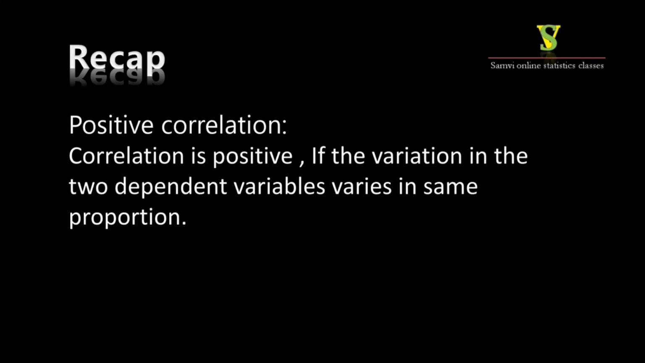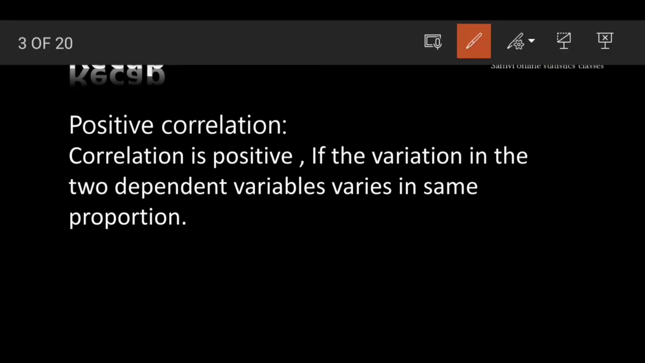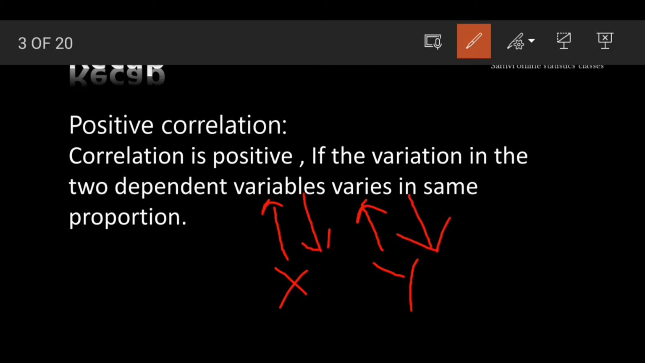Correlation is positive if the variation in the two dependent variables varies in the same proportion. The meaning is, suppose I take x and y variables, if one variable increases, the other variable also increases in the same direction, and if one variable decreases, the other variable also decreases in the same direction. Here, the variation of the variables is observed in the same direction. This is known as a positive correlation.